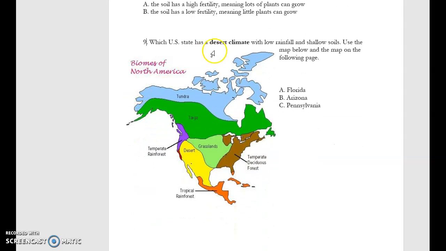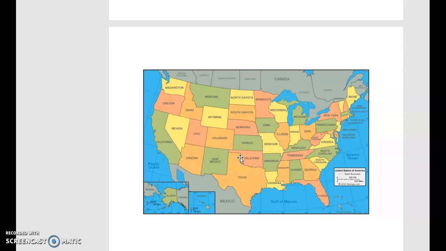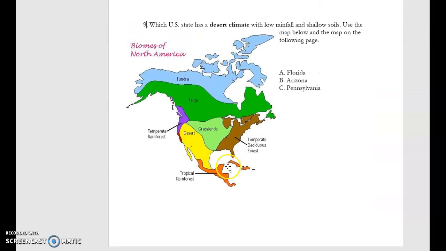The last one, which U.S. state has a desert climate with low rainfall and shallow soils? Use the map below here and on the following page to answer. So we have different biomes here. We have tropical rainforest. Pennsylvania is about here. Temperate deciduous forest. We have grasslands, taiga, tundra way up in the Arctic, temperate rainforest, grassland, and desert. So we want to look at the yellow part of the United States and what states do we have there. And we want to figure out if the state in the desert climate over here is Florida, Arizona, or Pennsylvania.